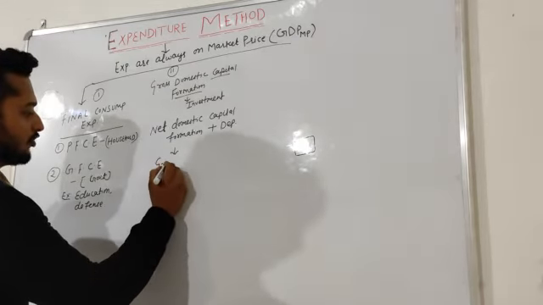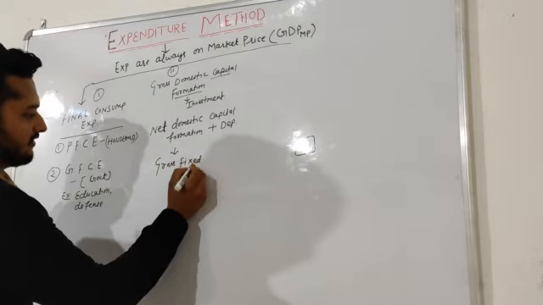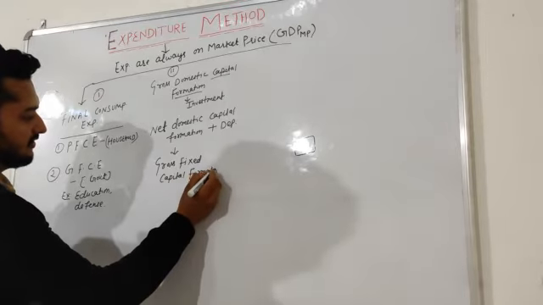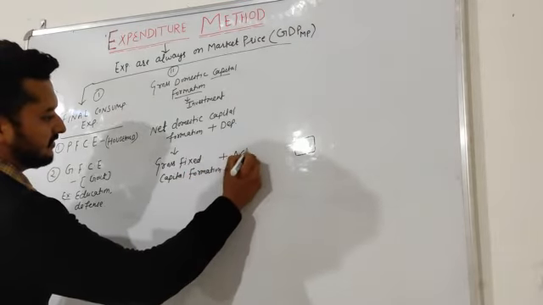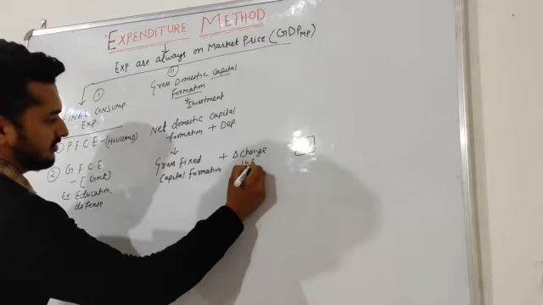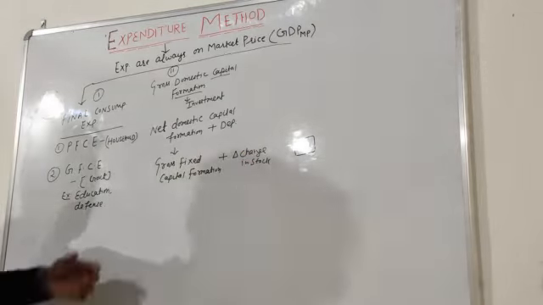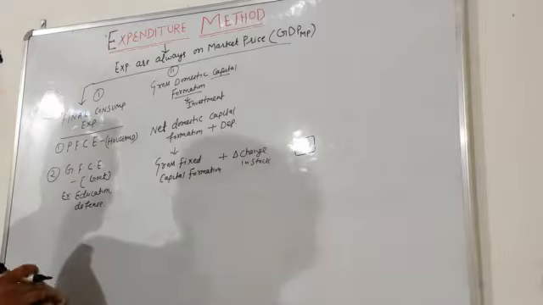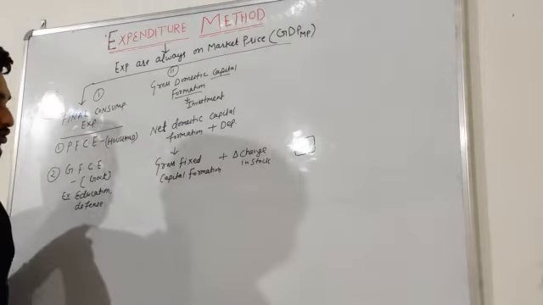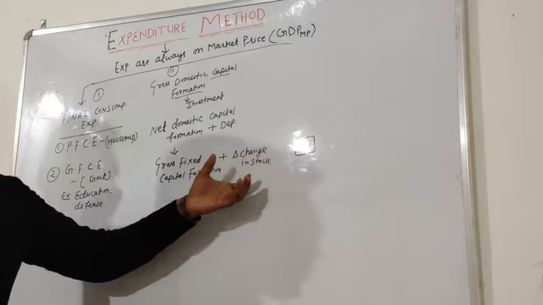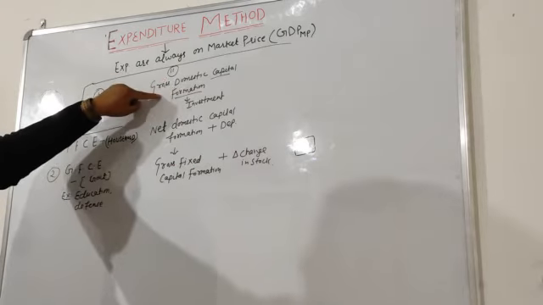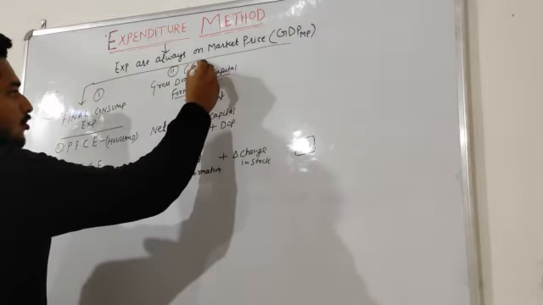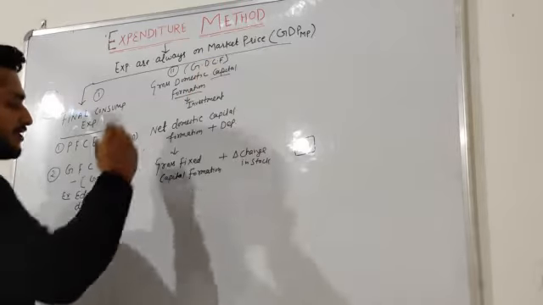And the second: gross fixed capital formation plus change in stock. If net domestic capital formation and gross domestic capital formation are not given in your question, then pick up gross fixed capital formation and add change in stock. You will reach gross domestic capital formation, which we write in short form as GDCF.